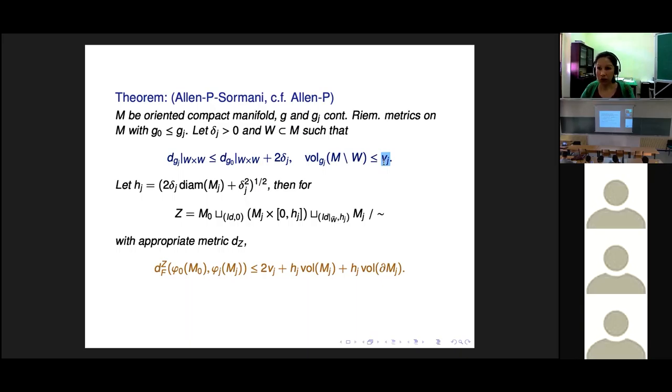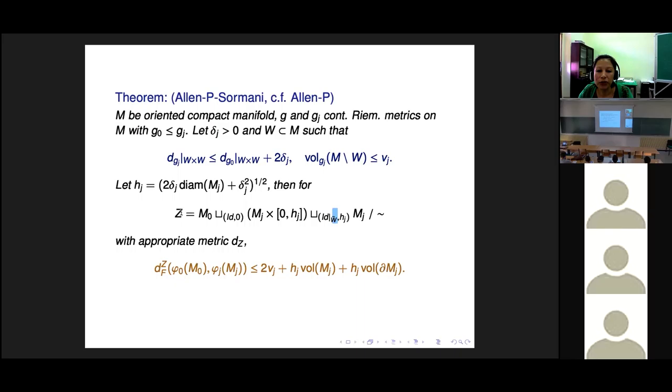And then what we are going to do is construct this space in which we are going to embed our manifold M0 and our manifold MJ. And this looks like a cylinder. This part, MJ times [0,HJ], is the cylinder that has as base MJ, and the height is going to be HJ. Then in the top, we add our manifold MJ, and in the bottom, we add our manifold M0. So we are identifying M0 to the bottom, and for MJ we don't identify the whole MJ.